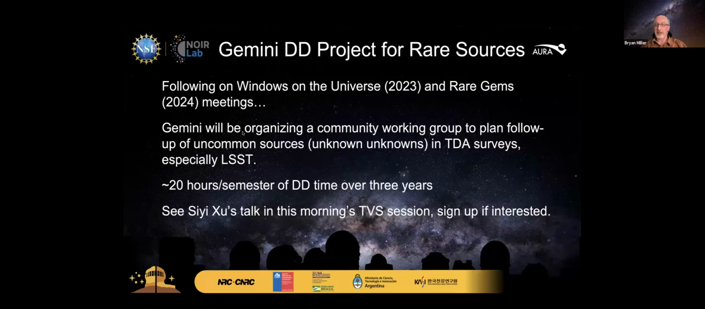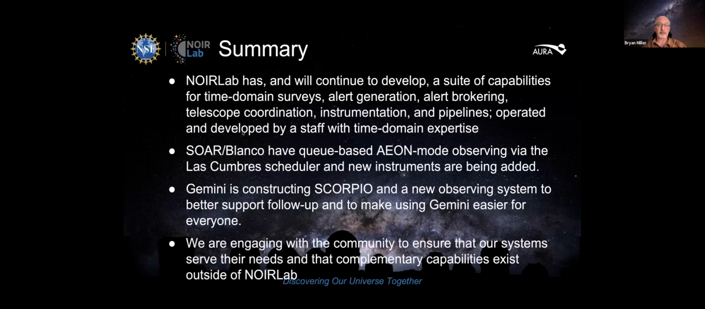There's another observing opportunity that's coming up. This is sort of a DD project for rare sources, following on various MMA time domain meetings that we've had recently. We're starting to organize a working group to plan a program that would follow up on very uncommon sources, the unknown unknowns in time domain, using about 20 hours per semester of DD time over about 3 years. This is just getting going. See Yi's talk in the morning TVS session, and please sign up if you're interested in participating.